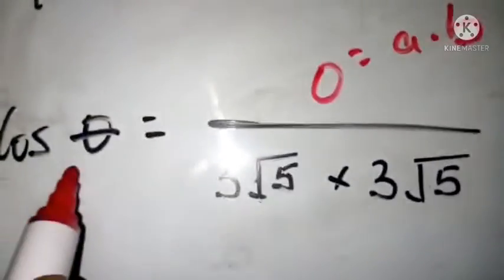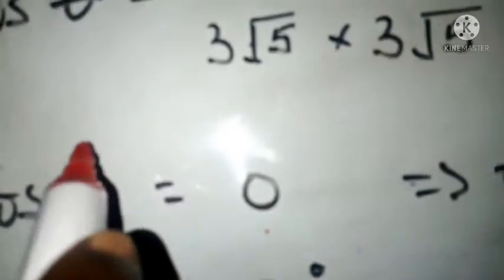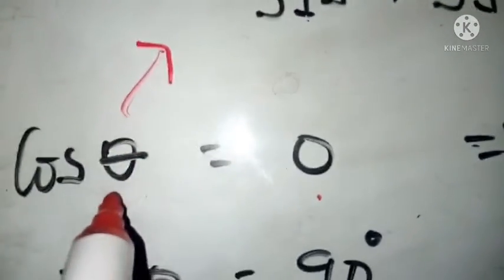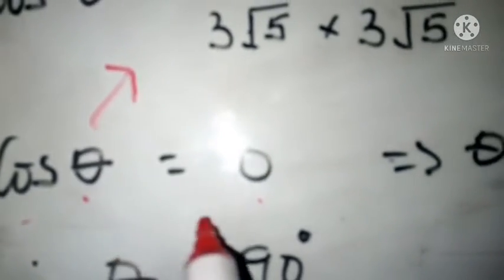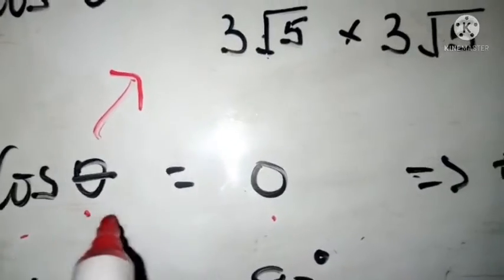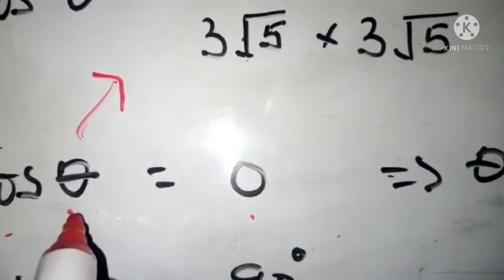Remember where we are going. We are looking for this angle. Now we have cos theta equal to 0, and this is the angle between the two of you. If you have cos theta equal to 0, you have to take the cos inverse of this so that theta will stand alone.